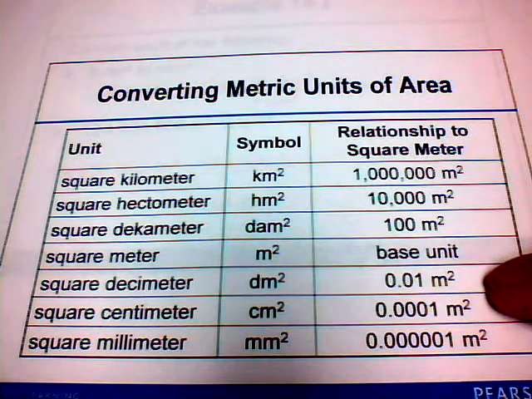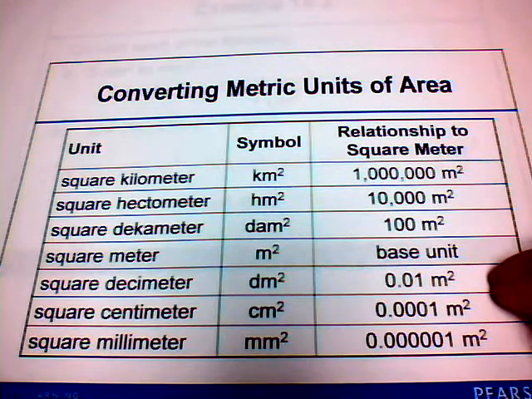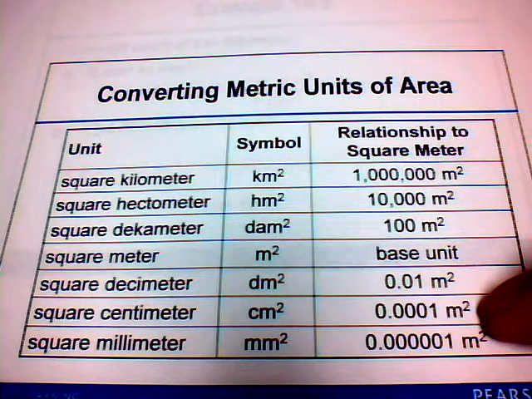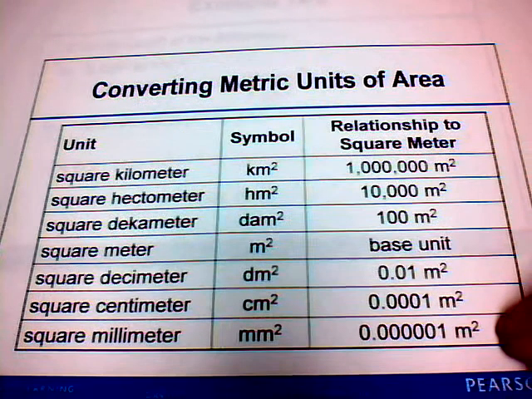Now, for a decimeter, it was 1/10 of a unit. Now, if you square it, you're going to get 1/100th. Centimeter was 1/100th. Square that, you're going to get 1/10,000th. And the millimeter was 1/1000th of a basic unit of meters. So square that, you're going to get 1/1,000,000th of a square meter.